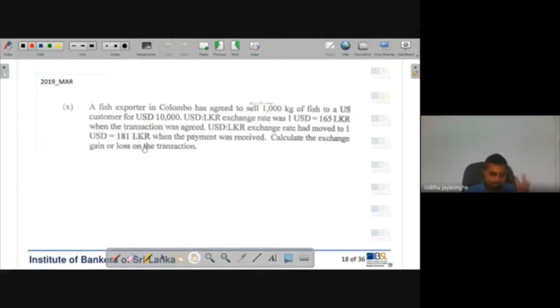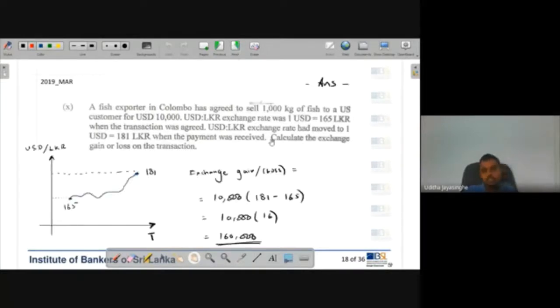Okay. Carefully observe, there are only 2 points here. When the payment was done, the rate is 181. When it was agreed, the rate was 165. So what has happened from the exporter's point of view? He's going to get the same amount of US dollars. But if you really look at it from the rupee point of view, what is he going to enjoy? He is going to enjoy a small gain. Can you guess that? 181 minus 165. That is the gain that he's going to get. And exactly that is the expectation of the question also. Calculate the exchange gain or loss on the transaction. Simple calculation. This is the answer.